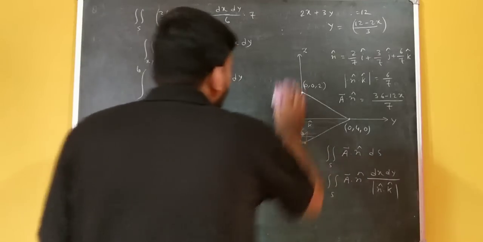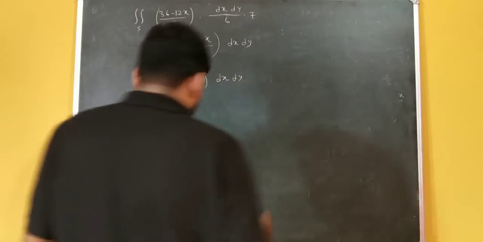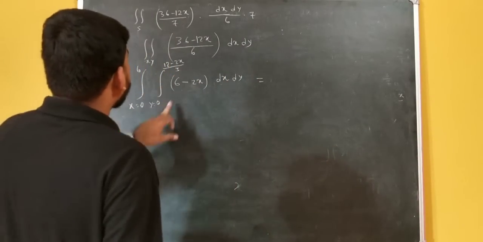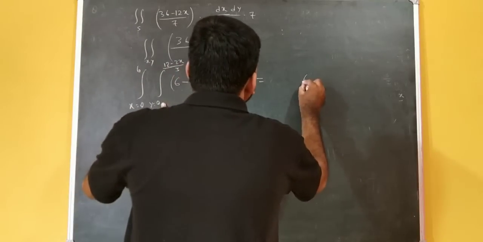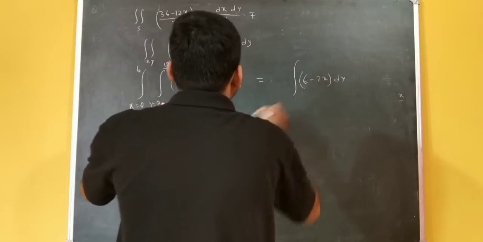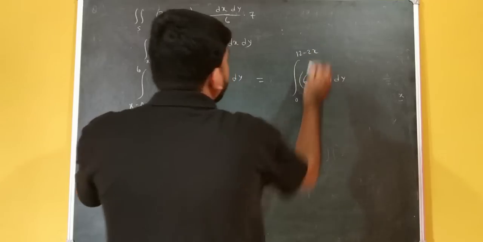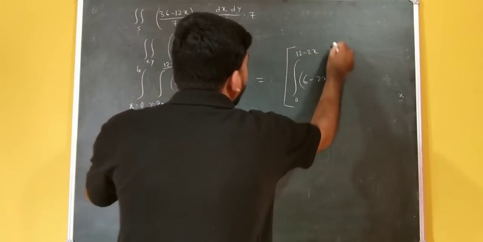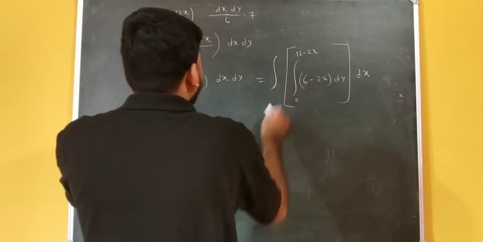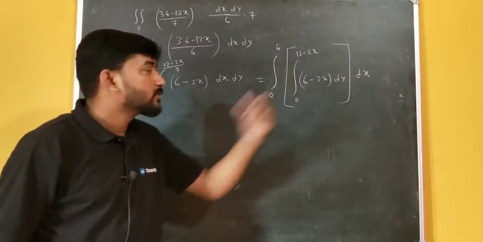So now what you have to do, you can write it like this. First you have to integrate with respect to y, so it will be 6 minus 2x into dy, and the limit of y will be 0 to 12 minus 2x. In the result, what we will get from here, we have to integrate on x, and then we have to integrate x from 0 to 6. So first we have to integrate this with respect to y.